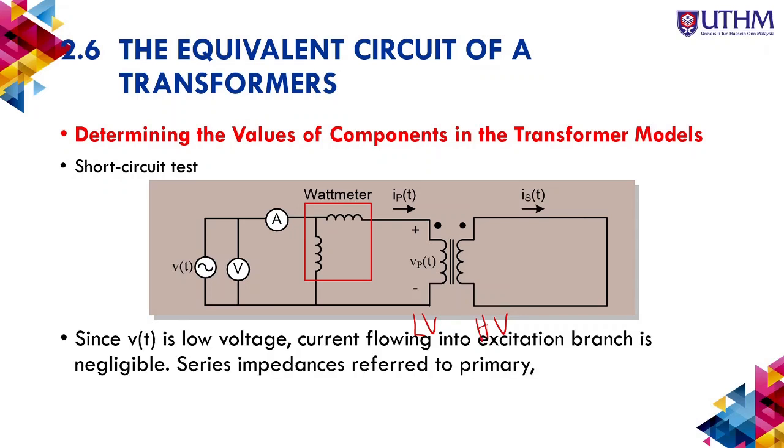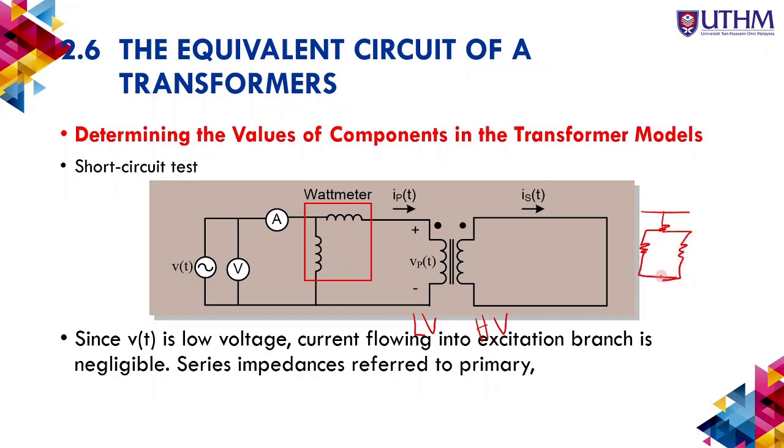Okay, so since VT is a low voltage for this point, for the short circuit, so current flowing into the excitation branch is negligible. So boleh dia boleh abaikan lah. So current yang IO tadi kan, so current yang measure lalu dekat branch.